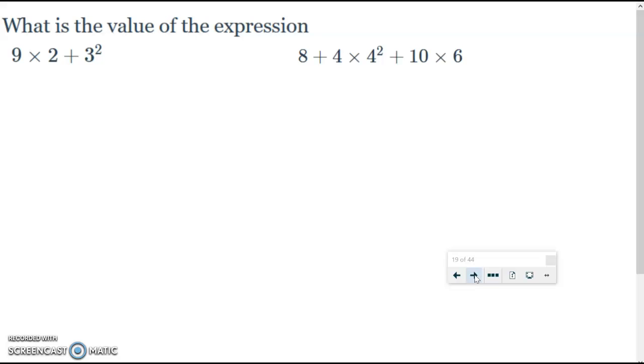Alright, well, the answer to the first one is 27. We square the 3, get 9. 9 times 2 is 18. 18 plus 9 is 27.